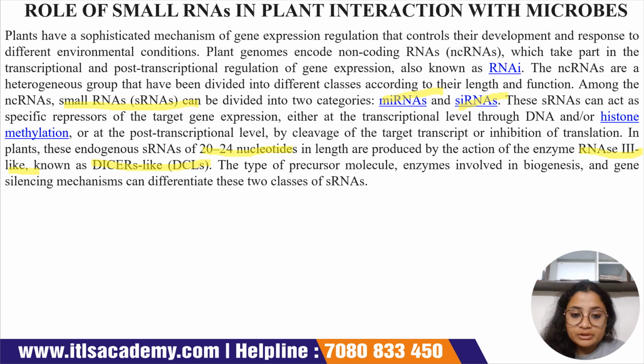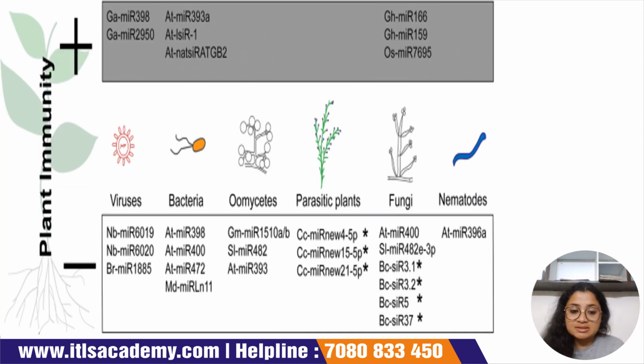Okay, moving forward, I think this is the last slide of this session. This is a diagram which explains how plant immunity is affected by the expression of various regulatory factors, various types of non-coding RNA sequences which will be involved. These are present in various microorganisms or lower groups of organisms like viruses, bacteria, oomycetes, parasitic plants, fungi, nematodes.